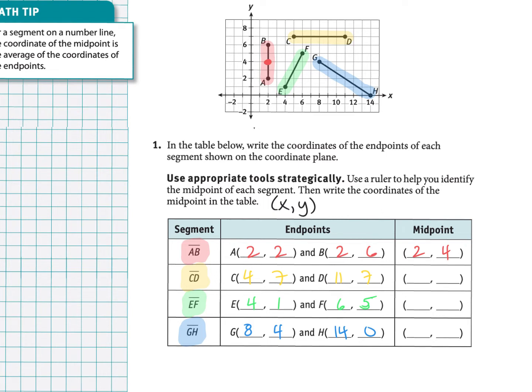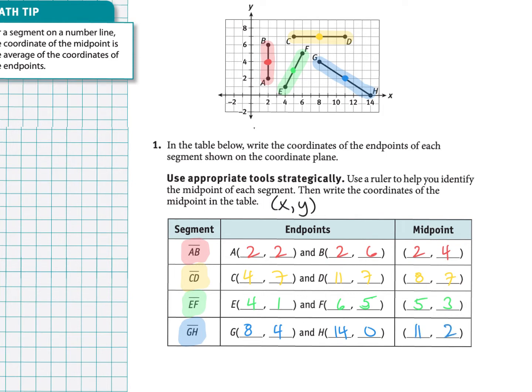Let's look at our completely horizontal line, CD. We can see that the coordinate of the midpoint is right there. So those values are going to be (8, 7). Now starting to transition to some diagonal segments, maybe a positive slope or a negative slope, I can see that the midpoint is right there for EF. So the coordinates are going to be (5, 3). And then we can look at our negative slope segment, GH. So we can see the coordinates for that are (11, 2).